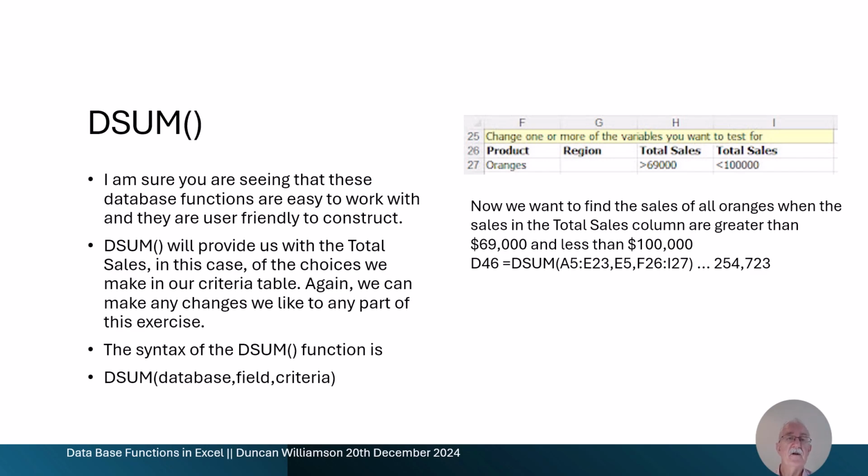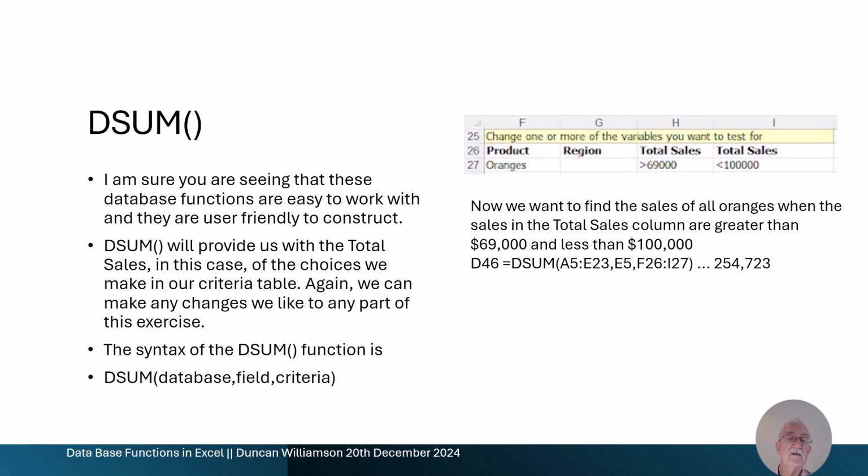The DSUM function. Now, I am sure that you've seen these database functions easy to work with, and they are user-friendly to construct. And DSUM will provide us with the total sales, in this case, of the choices we make in the criteria table. And again, we can make any changes we like to any part of this exercise.